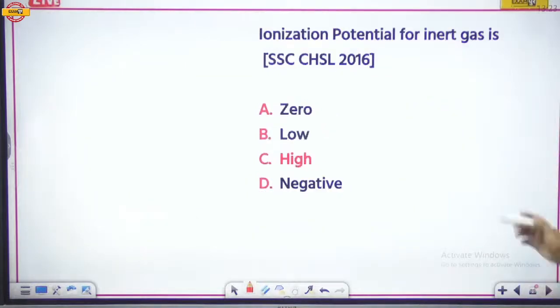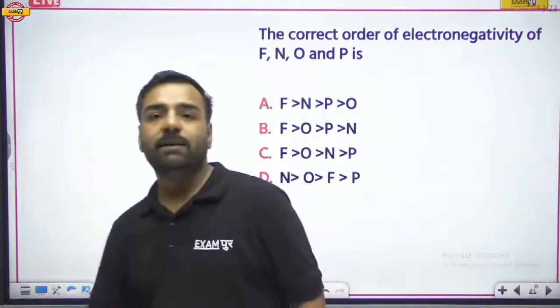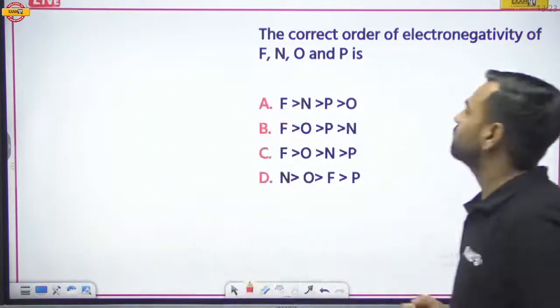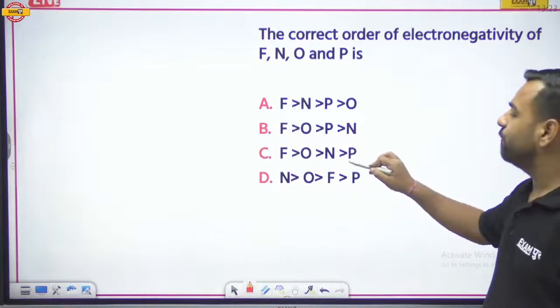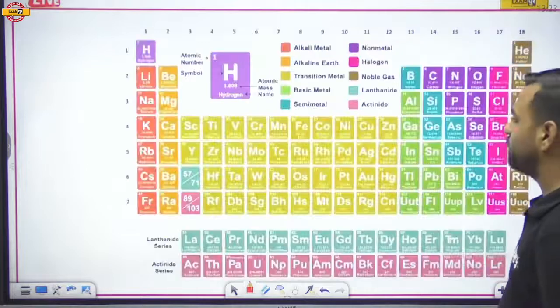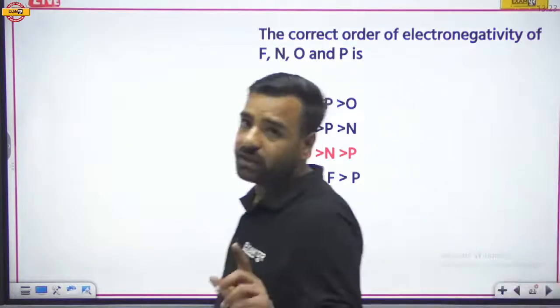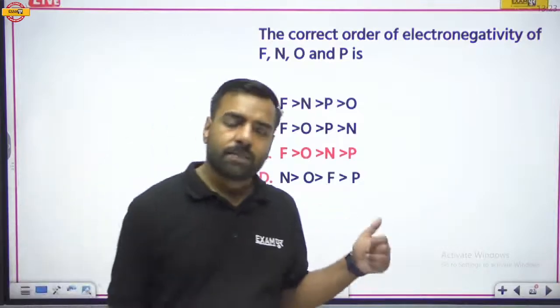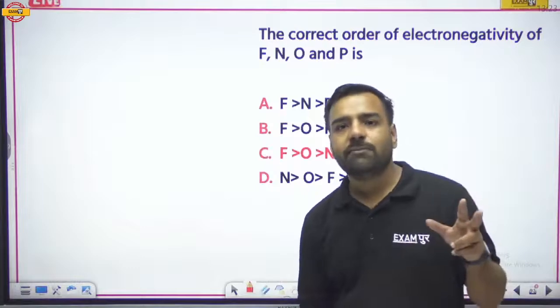Next, we have already discussed this part, that the ionization potential of the inert gas is always high. Next, we have discussed this part, right? So all these questions were very important. And yes, I'll talk about the sequence order again. The correct order of electronegativity of F, N, O, P is F, O, N, P, that is option C. So all these were the questions which we have discussed from the periodic table, from the bonding part, and from nuclear chemistry. These are the important ones.